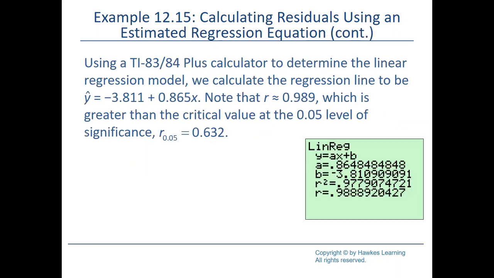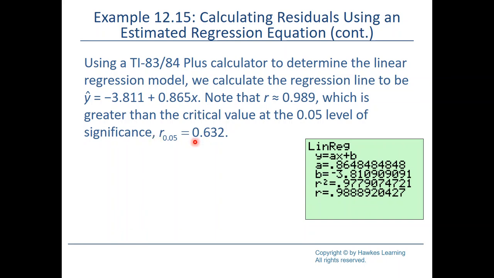Using a TI-83 or 84 Plus graphing calculator to determine the linear regression model, we can calculate the regression line is y hat equals negative 3.811 plus 0.865x. We do note that r is 0.989, which again is greater than the critical value for a 5% level of significance. And again, that is going to come from our critical value here.